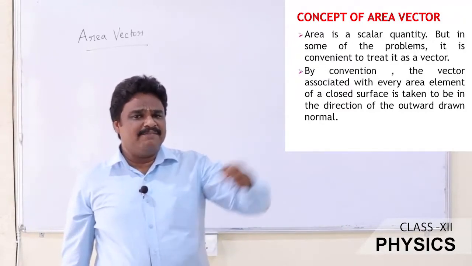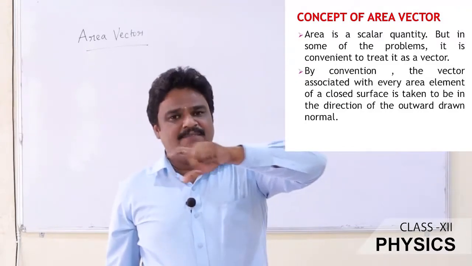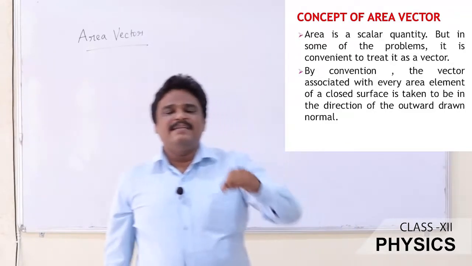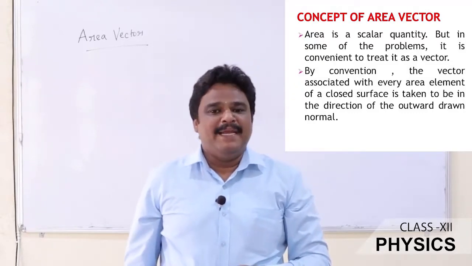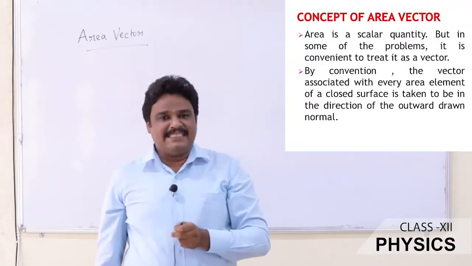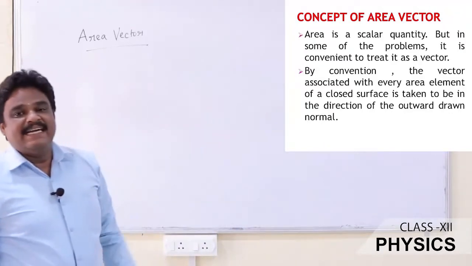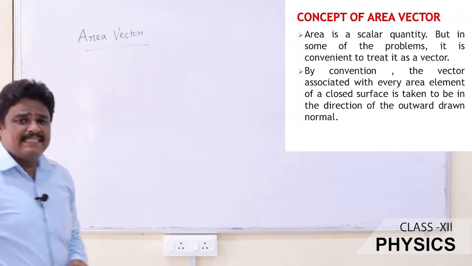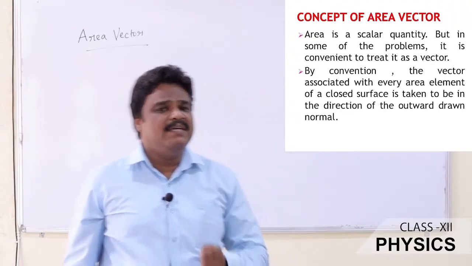If I am holding the ring normal to the flow of water, obviously the amount will be maximum. If I hold the ring parallel to the flow, the amount of water flowing will be minimum. So ultimately, orientation of the surface is a must in such cases, and that is the need for area to be treated as a vector. Now the question comes: how can we give some direction to a closed surface?